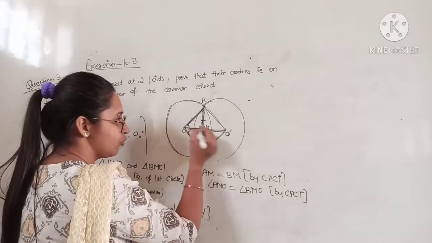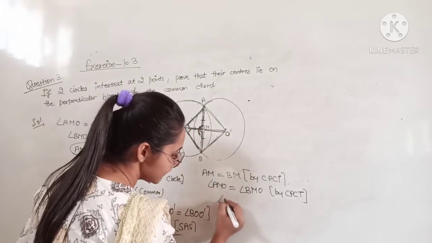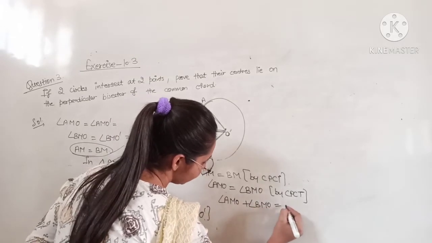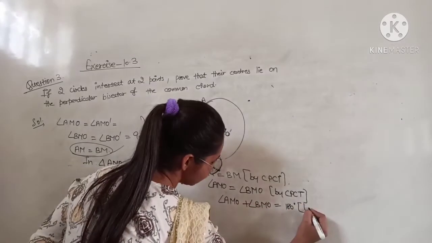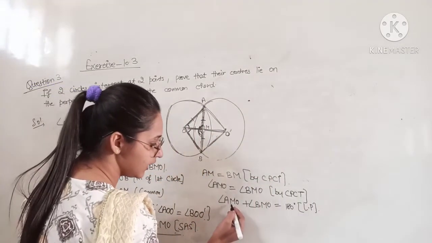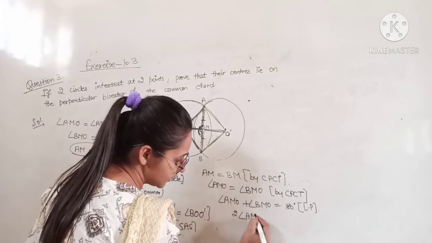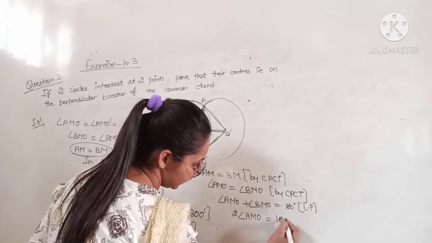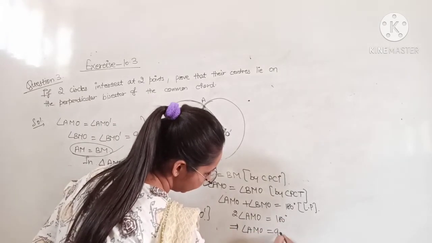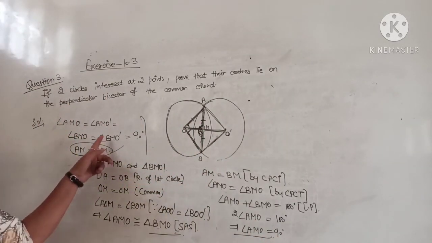But angle AMO and angle BMO are making a linear pair. So you can say angle AMO plus angle BMO is equal to 180 degrees, and the reason is linear pair. And in place of BMO you can write AMO. So AMO plus AMO, that is 2 times angle AMO, is 180 degrees. It implies angle AMO will be 90 degrees. And if angle AMO is 90 degrees, then angle BMO will be 90 degrees.